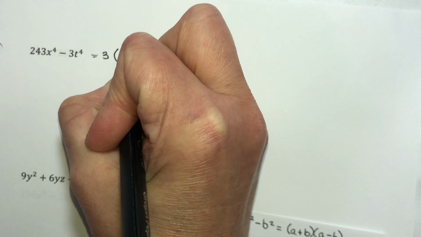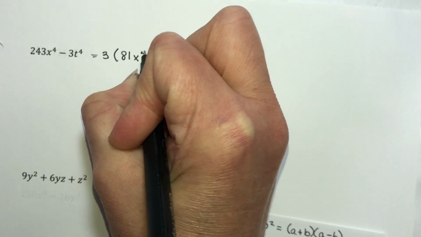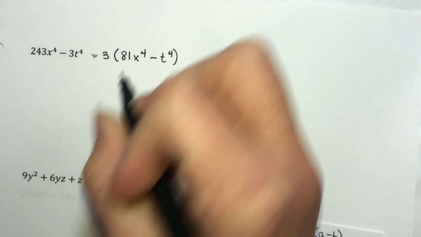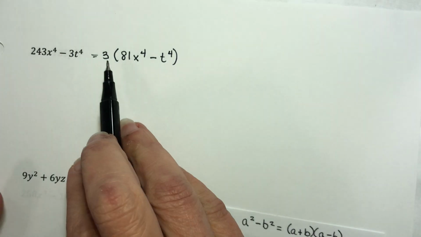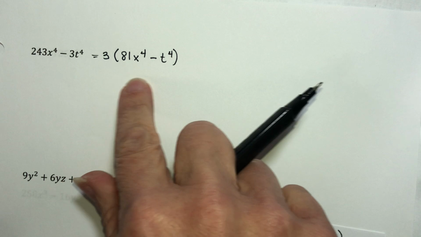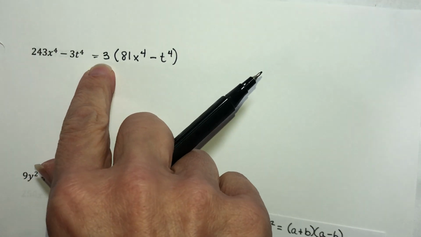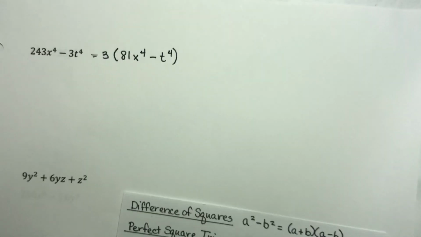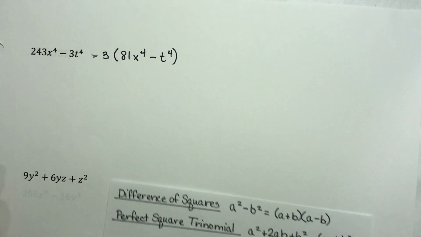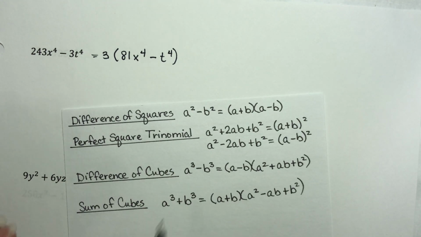And that gives me 3 times 81x to the 4th minus t to the 4th. Now, one thing I want to point out is I was able to factor out a GCF. That means this thing is not going to be prime. Even if this doesn't factor any further, because I was able to factor out a 3, my answer is not prime. Okay. Now, let's look at what we have here. I have fourth powers here. I don't have squares. I don't have cubes.